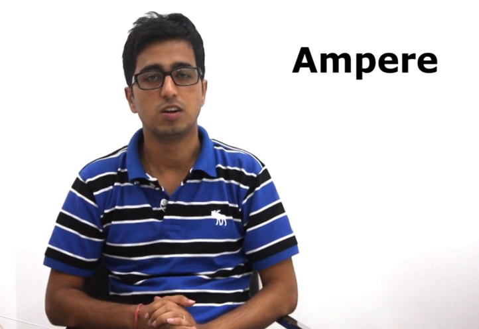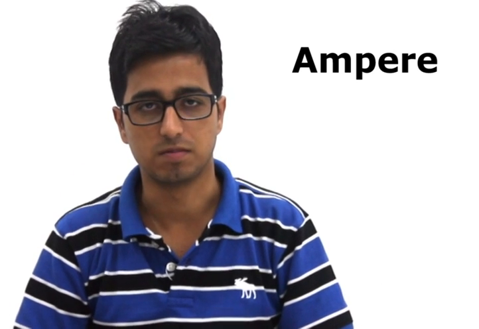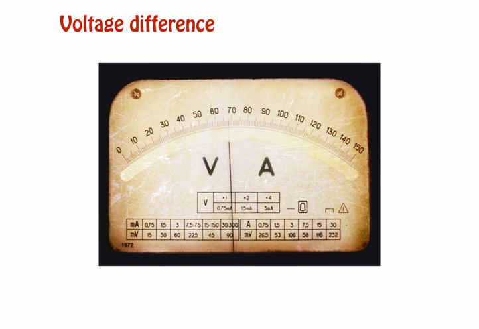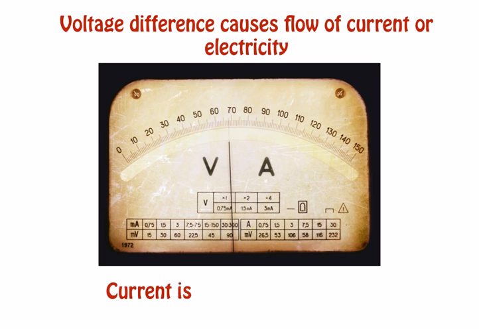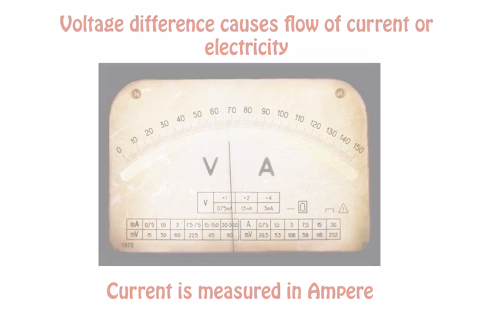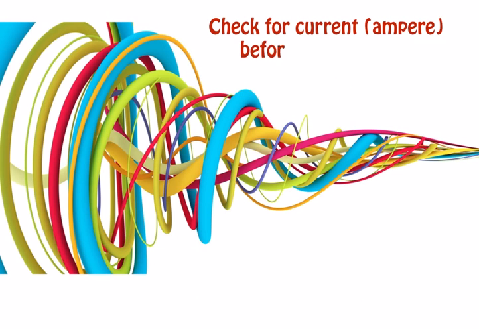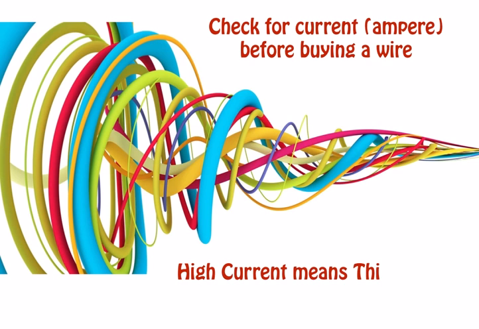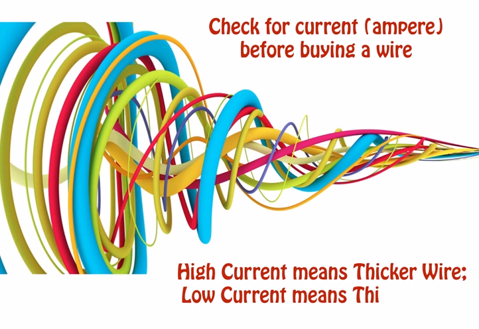This brings us to our next term, ampere. As we mentioned, when there is a voltage difference, electricity flows between 2 points. This flow of electricity is measured in ampere. Ampere is the rate of flow of electricity. That is why when you have to buy a wire for your house, you should go for a thicker wire when the value of ampere required is high, and thinner wire when value of ampere required is low.